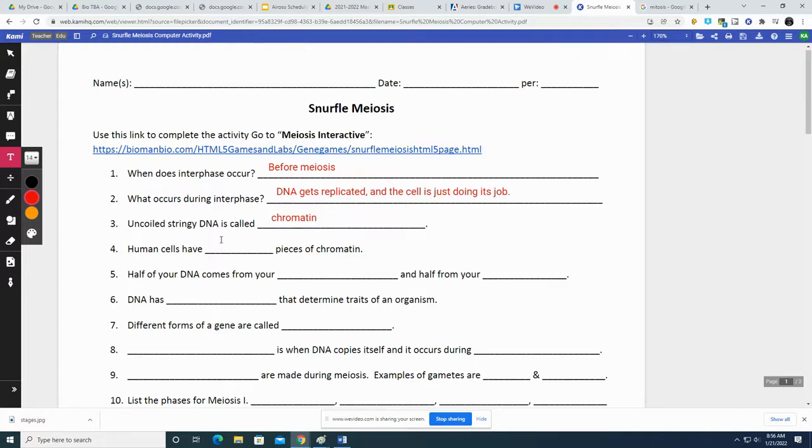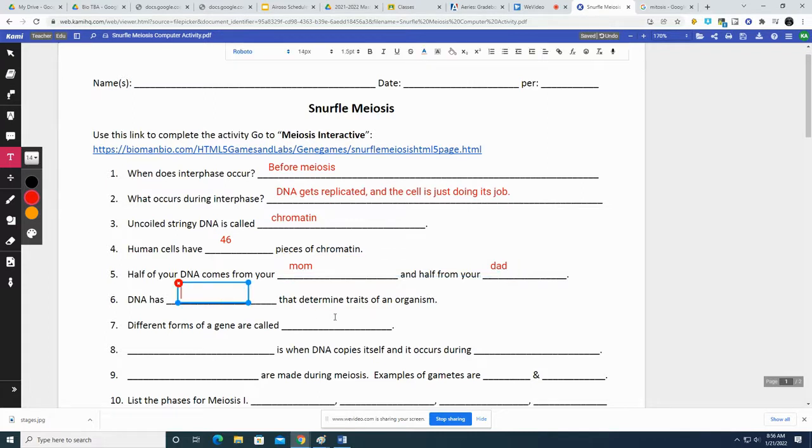All right, anyways. 4, human cells have 46 chromosomes, or 46 pieces of chromatin. 46 DNA molecules. It's all basically the same thing. I wonder where we get our DNA from. Do we get them from aliens, from outer space? No, we get half from mom, and the other half, what do you think? From your dad. Exactly half and half. You get 23 chromosomes from your mom. You get 23 chromosomes from your dad.